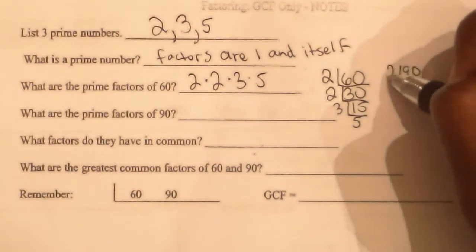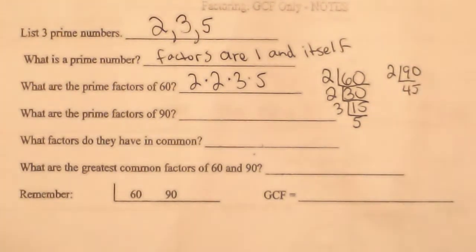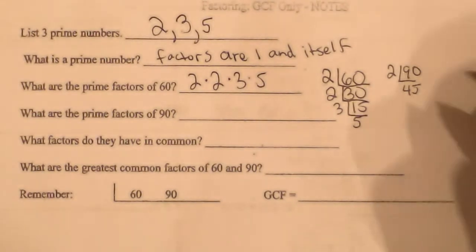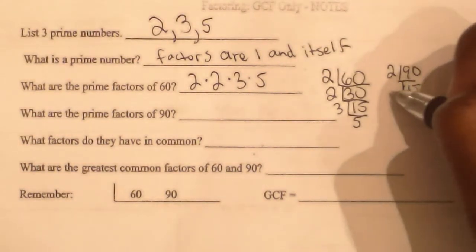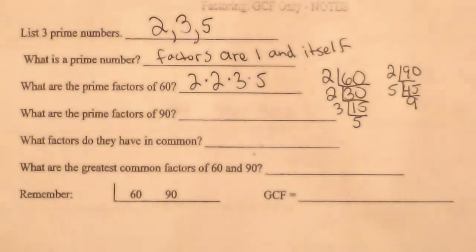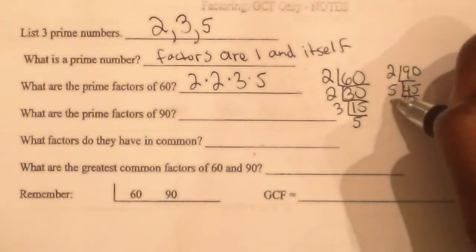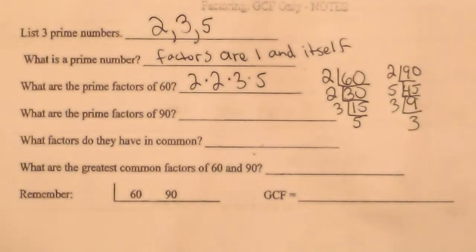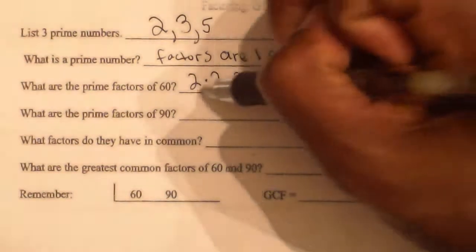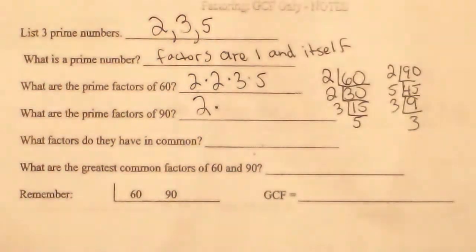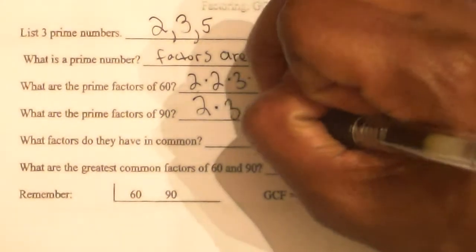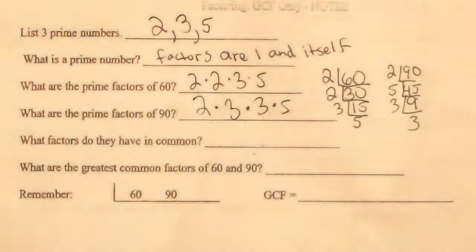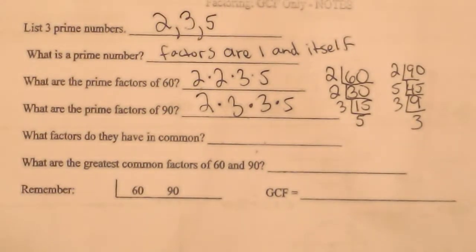We could break 90 into 2 times 45. Then 45 can break into 5 times 9. And 9 can break into 3 times 3. And so that's as far as we can go. So the prime factors are all those numbers right here on the outside. So that's 2. And I'm just putting them in order. You don't have to, but I'm putting them in order so you can see something next. Times 3 times 3 times 5. So those are the prime factors of 60 and the prime factors of 90.